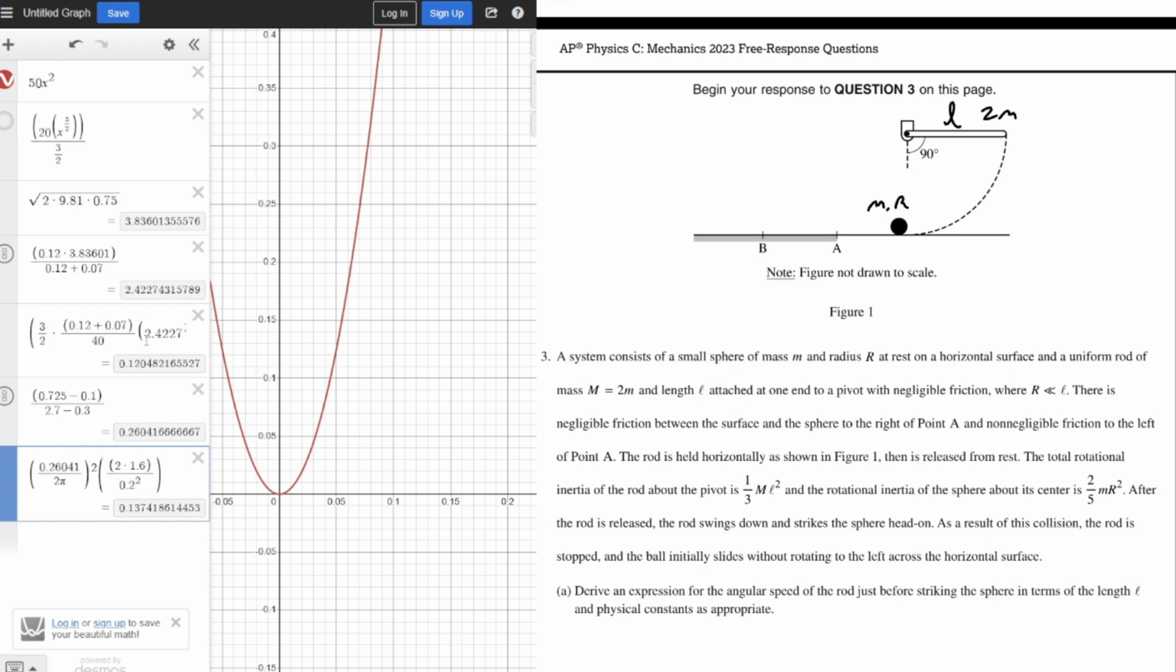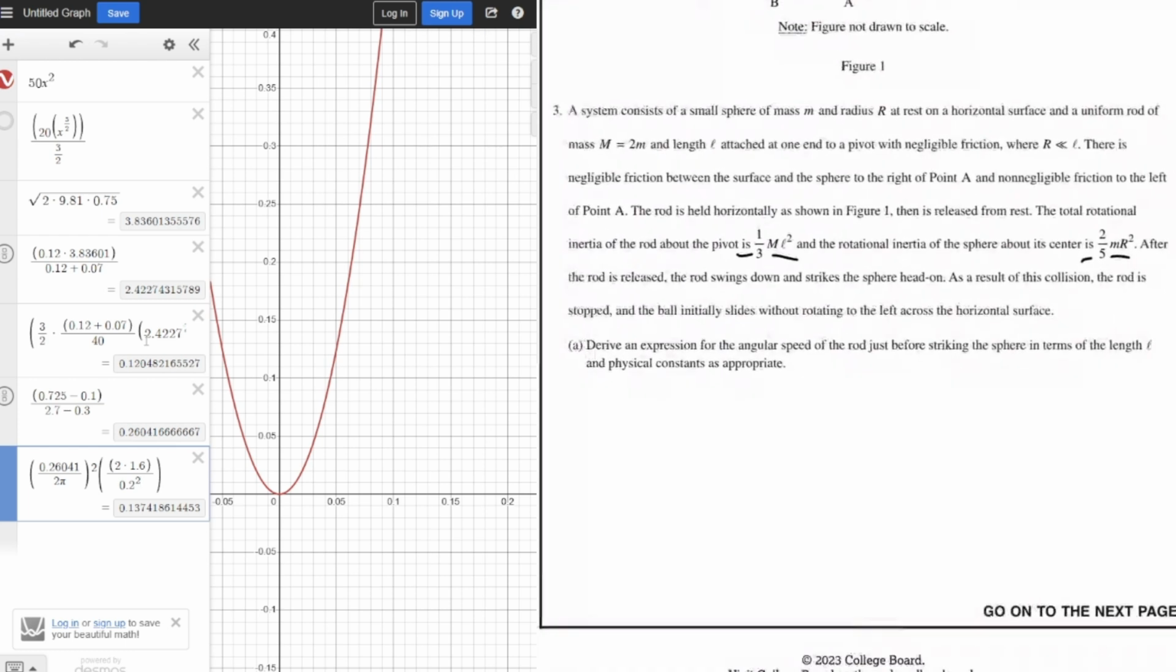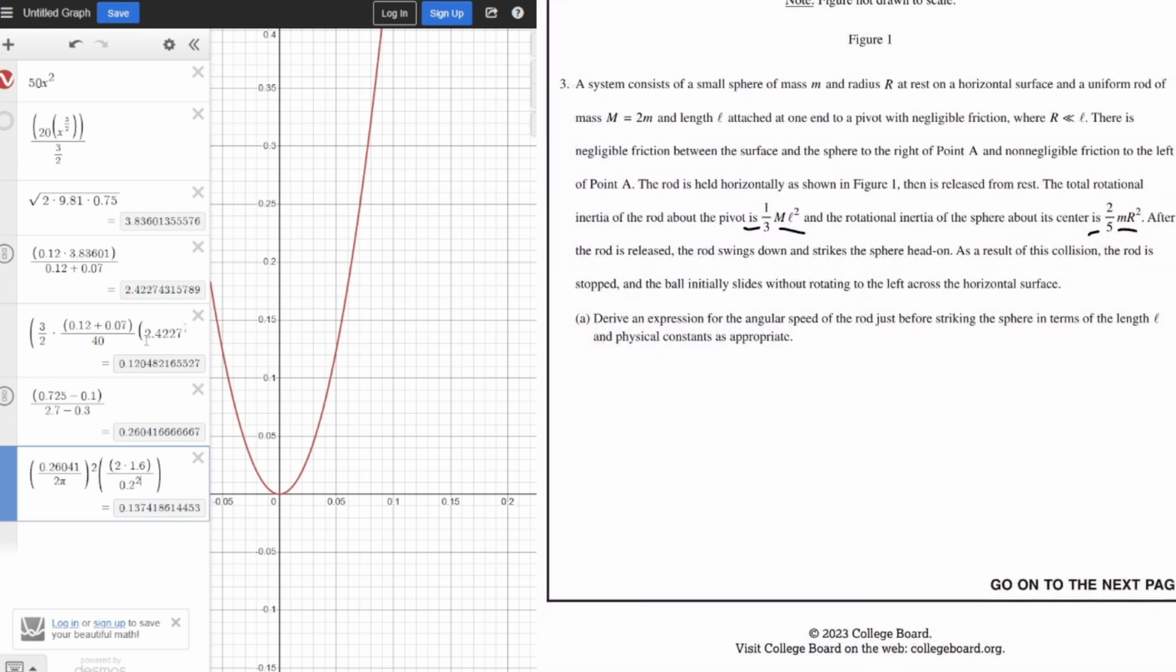The total rotational inertia of a rod about the pivot is that. The rotational inertia of the sphere about its center is that. After the rod is released, the rod swings down and strikes the sphere head-on. As a result of this collision, the rod is stopped. Great. Perfect. And the ball initially slides without rotating to the left across the horizontal surface. Derive an expression for the angular speed of the rod striking the sphere in terms of L and physical constants as is appropriate.